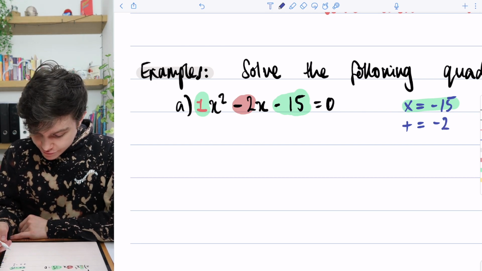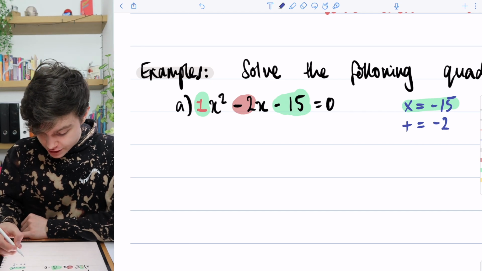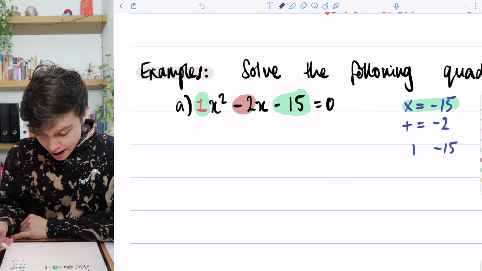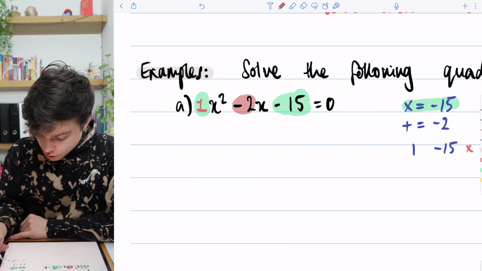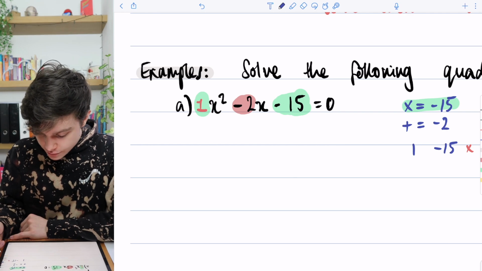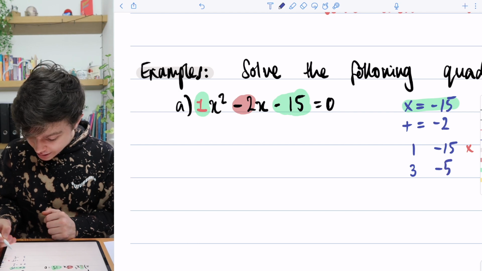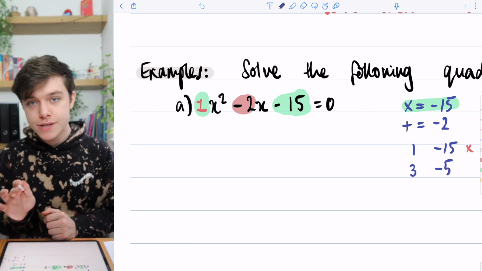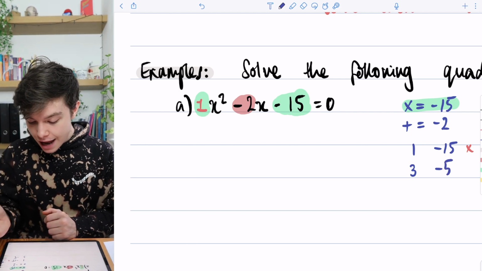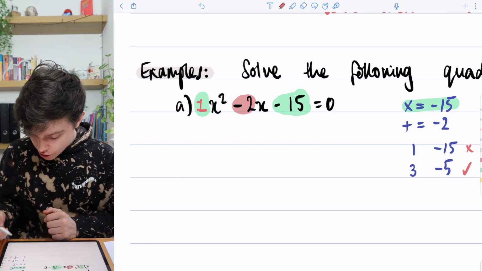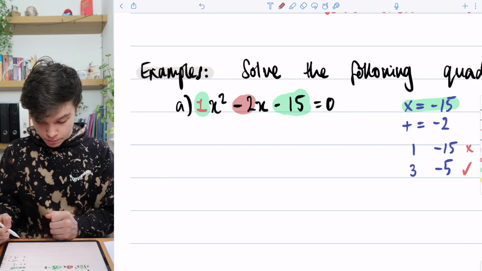So now I'm going to list the factors of minus 15, so 1 and minus 15, but they don't add to give me minus 2, so I'm not going to use those. Then 2 doesn't go into 15, 3 does. We'll have 3 and minus 5. They times to give me minus 15, and they add to give me minus 2. So I'm going to use those numbers there.